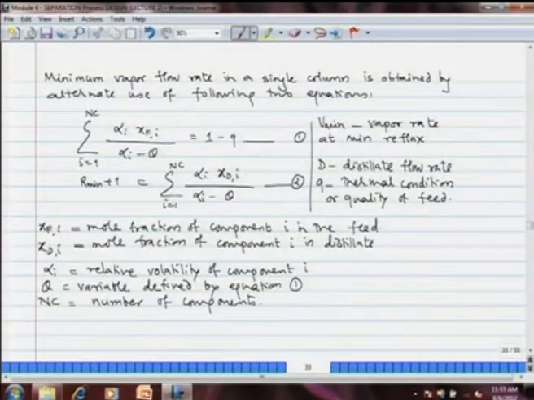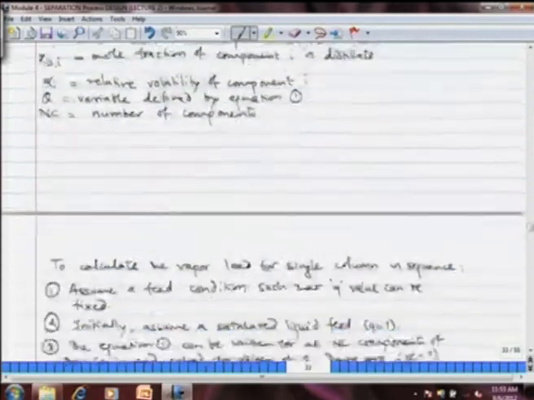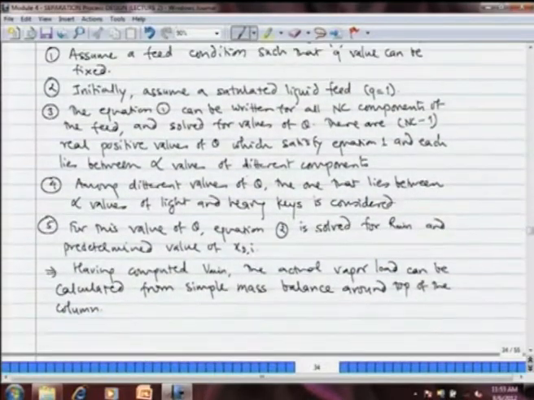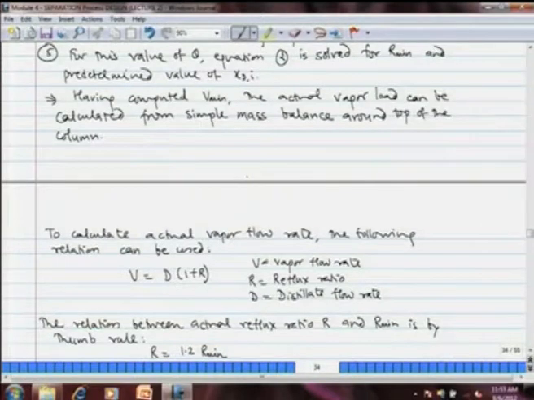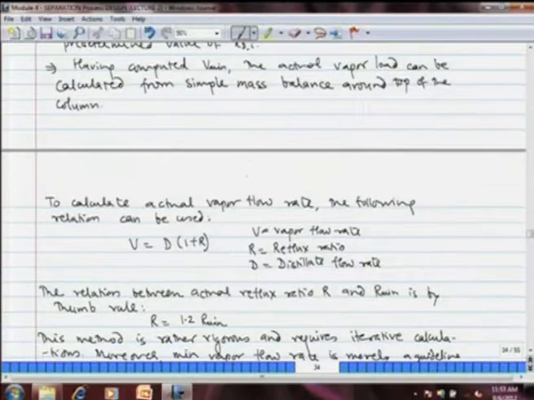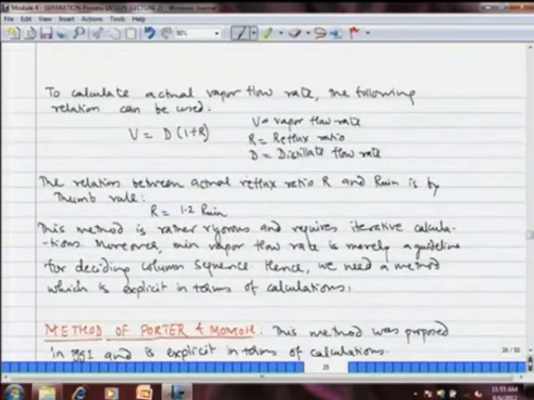The second equation, R minimum is equal to summation i equal to 1 to NC. Now, this equation is an explicit equation. It is not implicit as the first one. You can directly solve it and get the value of R minimum, that is the minimum reflux ratio. There is a thumb rule that the actual reflux ratio should be 1.2 times the minimum reflux ratio. Reflux ratio is a parameter which determines the total cost of a distillation column.